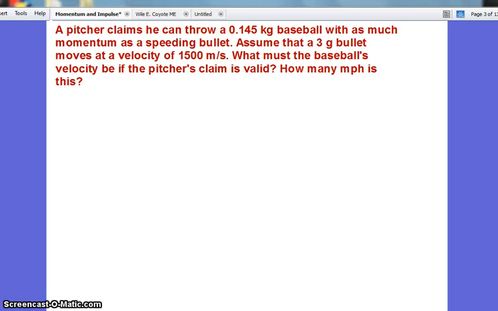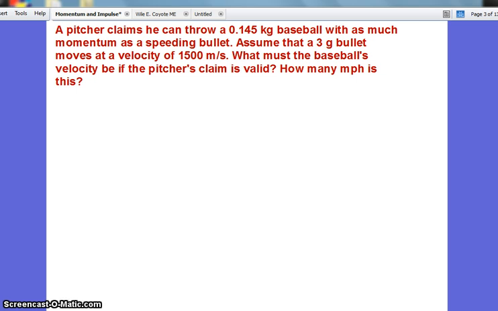In this problem, a pitcher claims that he can throw a 0.145 kilogram baseball with as much momentum as a speeding bullet. So we want to see if this is a legitimate claim or if this is an absurdity. It says to assume that a 3-gram bullet moves at a velocity of 1,500 meters per second. What must the baseball's velocity be if the pitcher's claim is to be valid?